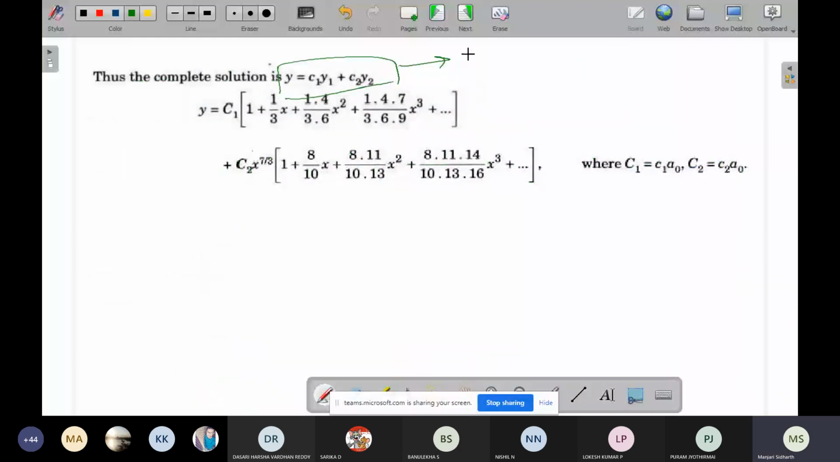This is when the roots of the initial equation are distinct and their difference is not an integer. This is the first case.